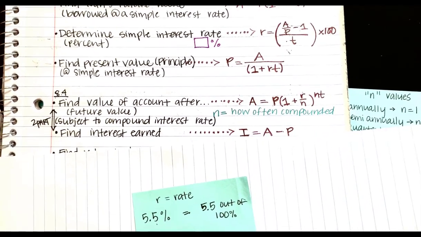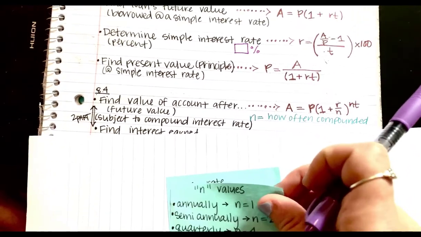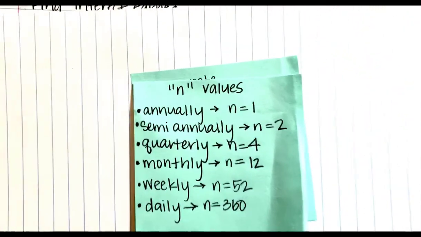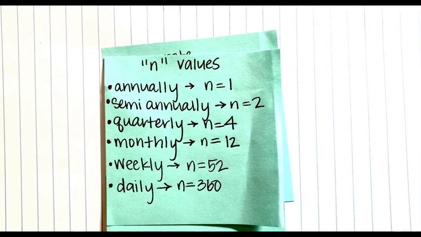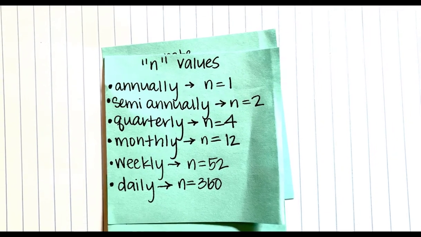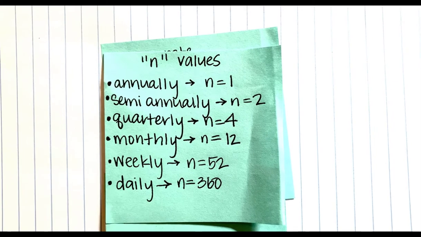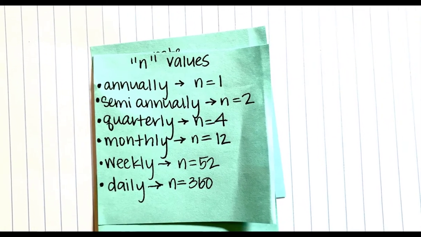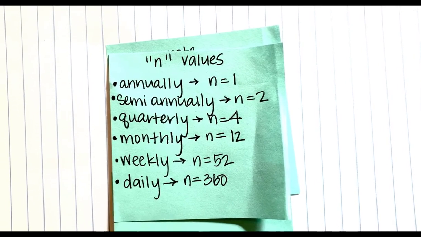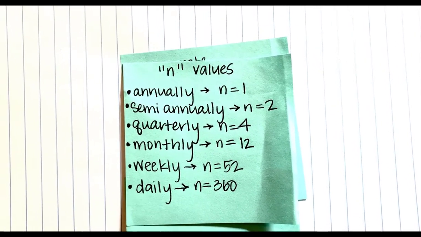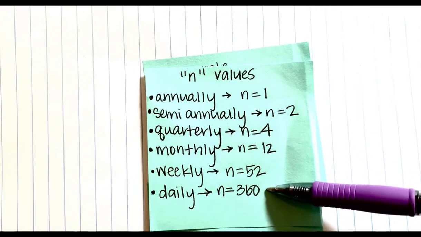N is how often it's compounded. The different N values: annually, N equals 1. Semi-annually, N equals 2. Quarterly, N equals 4. Monthly, N equals 12. And then weekly, N equals 52. Daily, N equals 360. I don't think there's any on there like that, but they don't use 365. I don't know why. I think it's something to do with the holidays, but they use daily as 360.